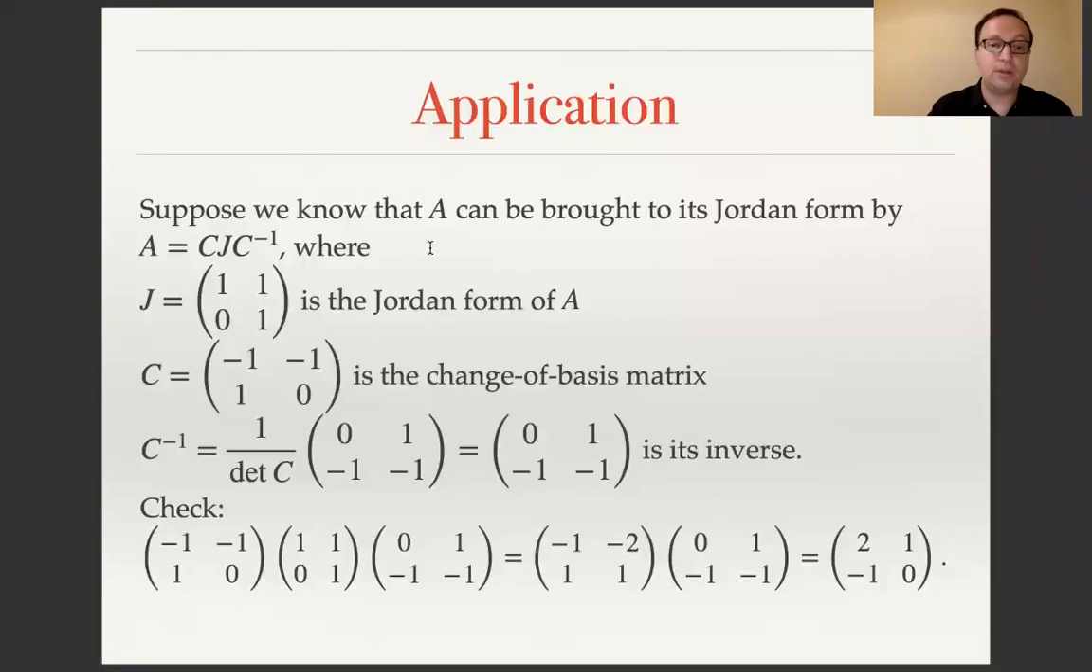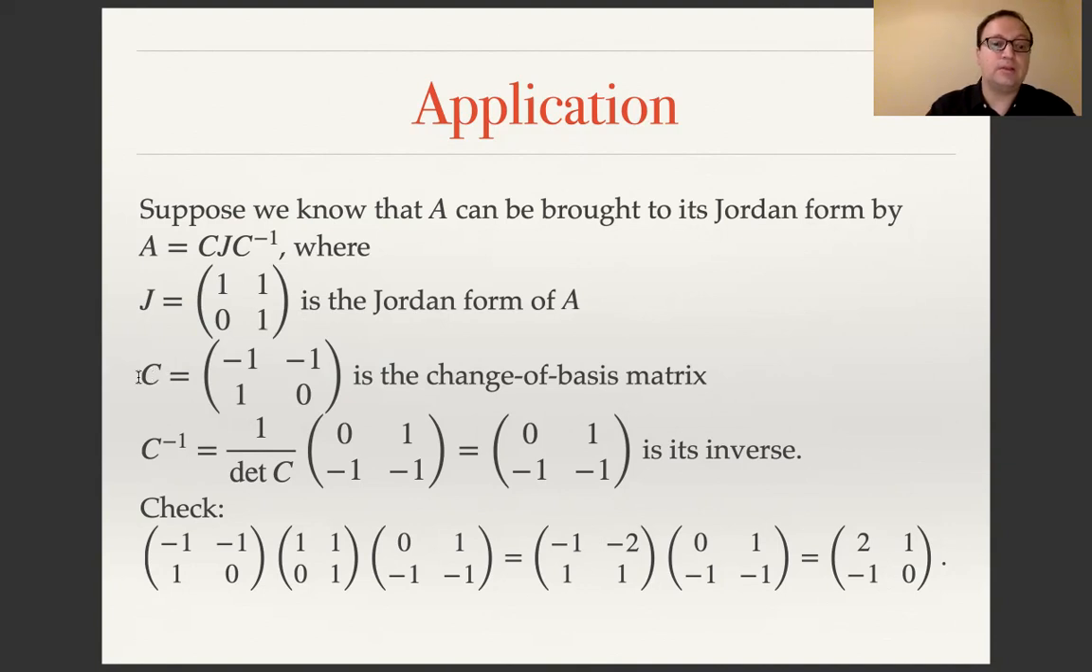So suppose we know that the system matrix A can be brought to its Jordan form, and after we do this example, we'll see exactly how a matrix can be brought to its Jordan form. But suppose that we knew it already, so A is equal to CJC inverse, where J is the Jordan form of this matrix, and for this matrix, this Jordan form is 1, 1, 0, 1. So it's a 2 by 2 Jordan block with the eigenvalue 1, and no other Jordan blocks, because since this is a 2 by 2 matrix, there is no room for any other Jordan blocks.